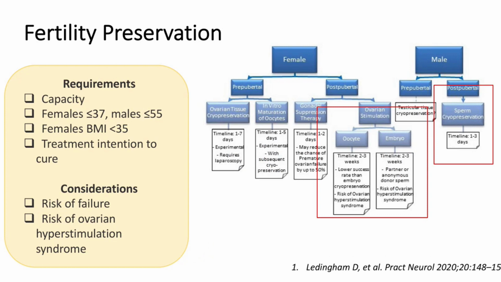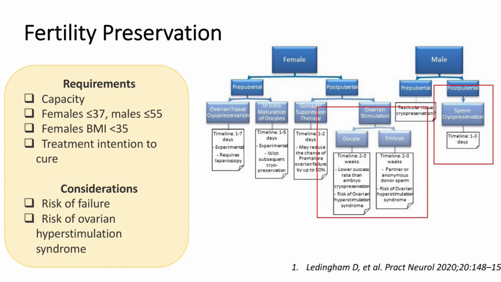The process involved in this is obviously different for males and females. In advance, we have to make sure that the patient has capacity to consent to the treatment and to undergo the procedure. There are similar requirements to any fertility procedure such as IVF, where females need to be 37 or under, males 55 or under, and females need to have a BMI of less than 35. In this case, we also have to provide evidence that the treatment is with intention to cure, so that we're preserving fertility for future family planning.